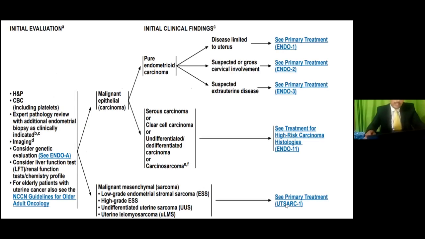Coming after the initial evaluation, we have to differentiate whether it is a pure endometrioid carcinoma or a serous, clear cell, or undifferentiated carcinoma. As the serous, clear cell, and undifferentiated are aggressive carcinomas, the treatment is somewhat different. And the pure endometrioid carcinoma, as it has good overall survival and prognosis, the management is different for it.